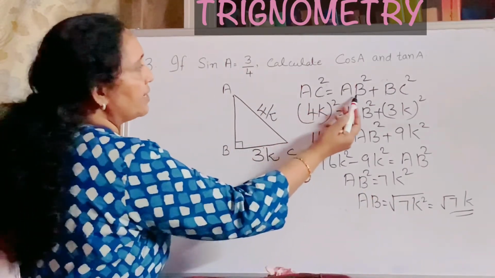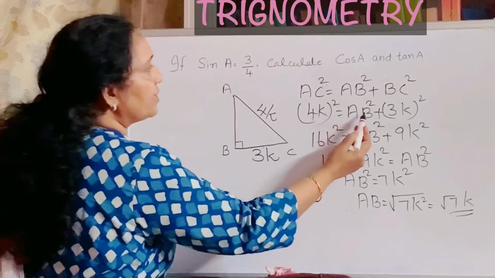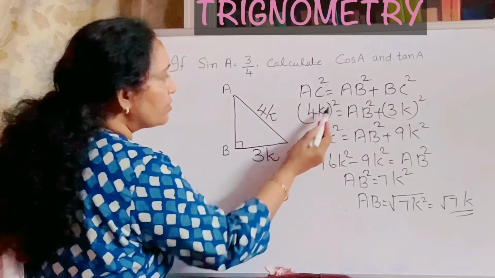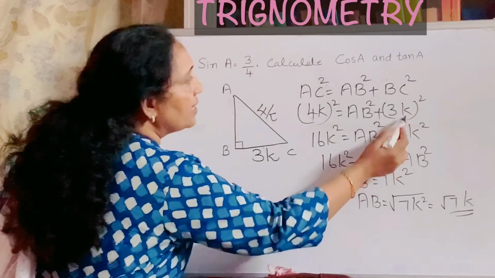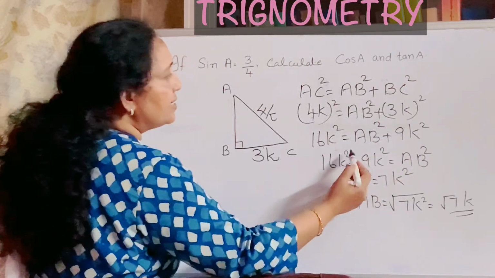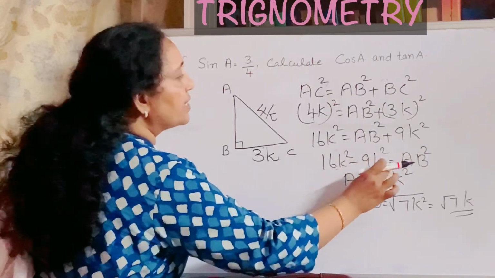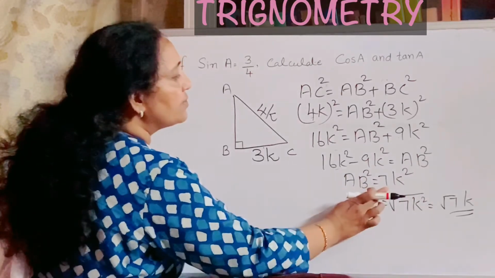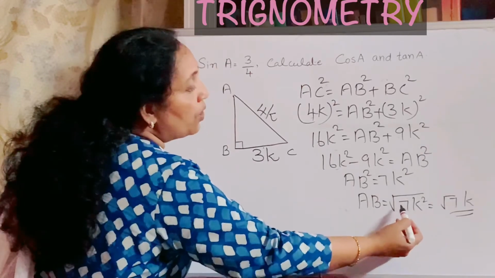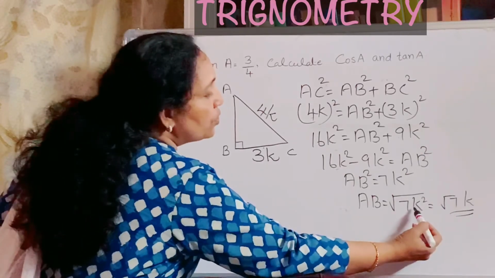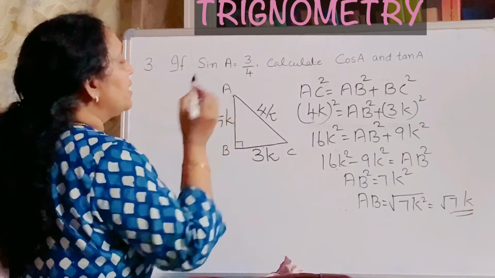Pythagoras theorem, AC square is equal to AB square plus BC square. This is 4K, the whole square, is equal to AB square plus 3K the whole square. 4 square is 16, K square, is equal to AB square plus 3 square is 9, K square. That is 16K square minus, take this 9K square to this side, is equal to AB square. That means AB square is equal to 7K square. AB is equal to root of 7K square. Root of 7 is root 7, root of K square is K. So the length of AB is root 7K.